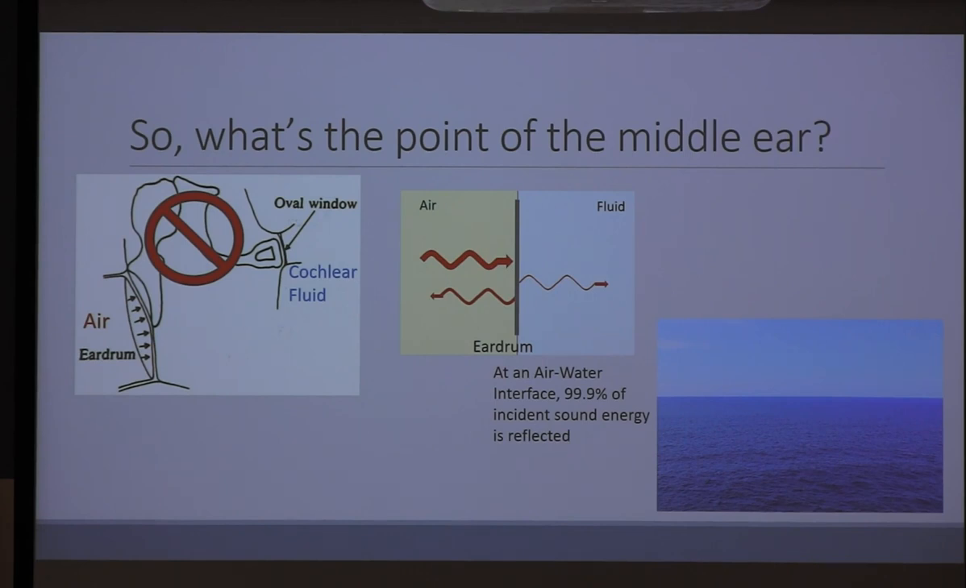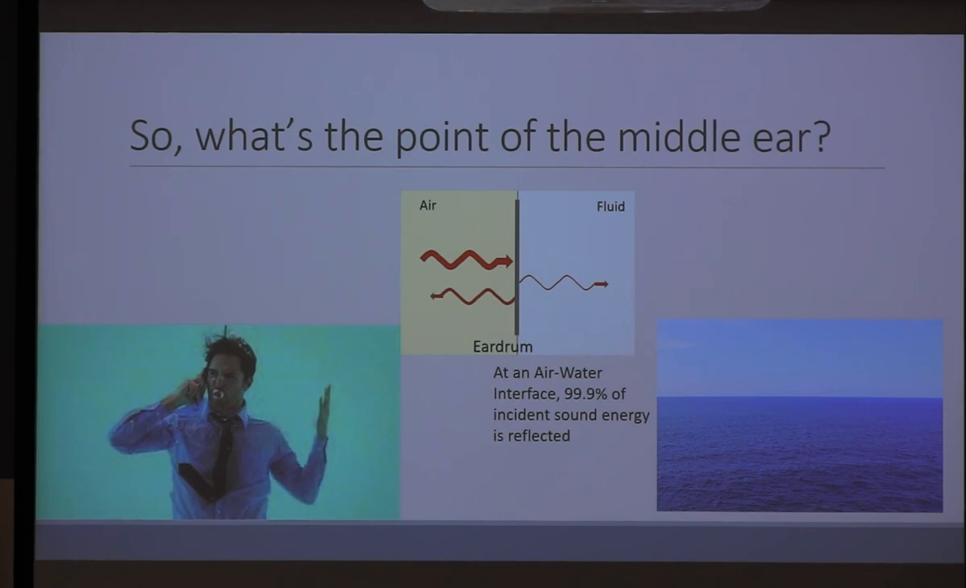This also explains why, if you've run your own experiments when swimming and tried to talk to someone else underwater, the human voice sounds really muffled. Your vocal cords are vibrating air, and once it hits the water, 99.9% of that energy is reflected. So you're only hearing a fraction of that sound. This is something that this man is learning the hard way. But this is due to an impedance mismatch.